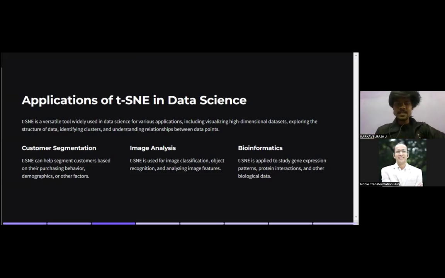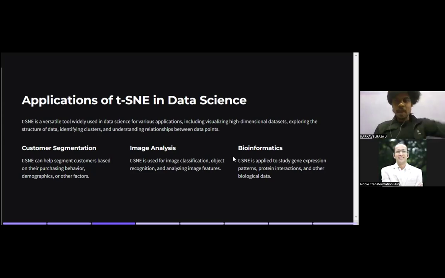Then image analysis. tSNE is used for image classification, object recognition, and analyzing image features. It is able to create layers over the image and build the image again, so every pixel gets analyzed by tSNE. It is a powerful technique: whenever the image has high resolution, it converts it to a low resolution while still being able to represent the high pixels of the original image.